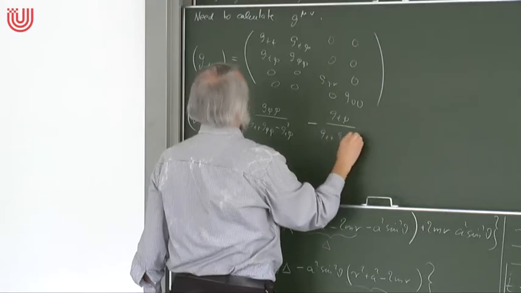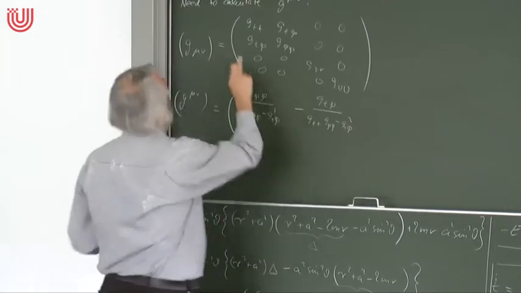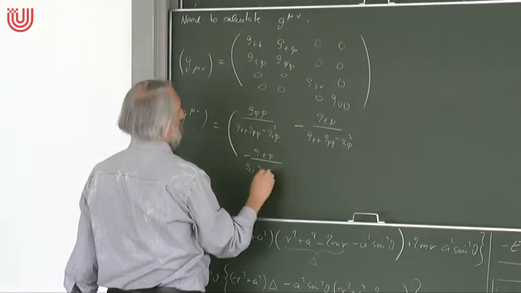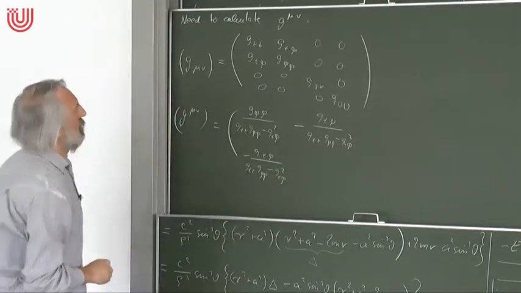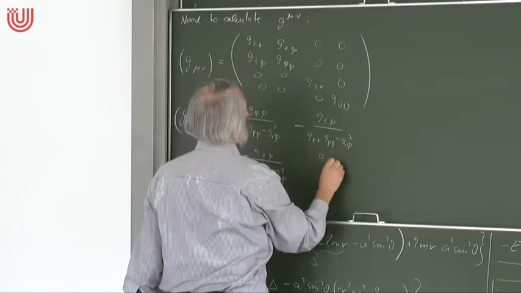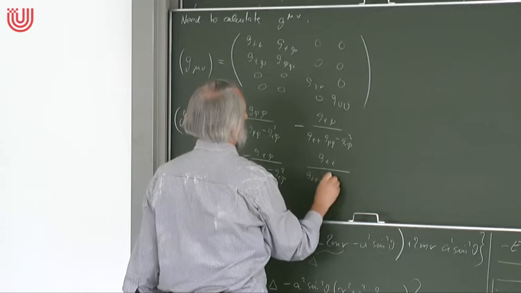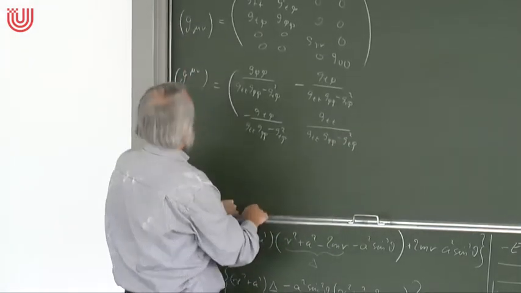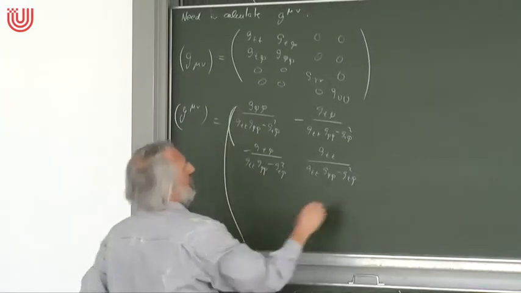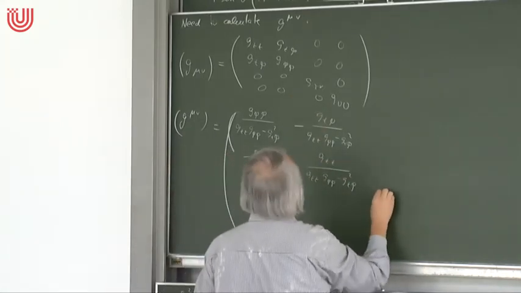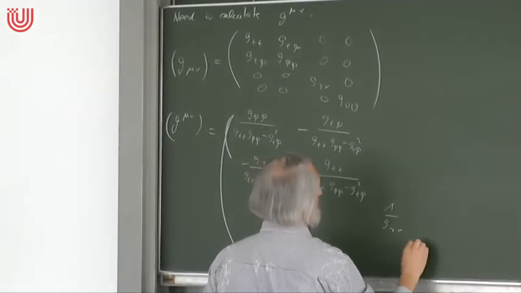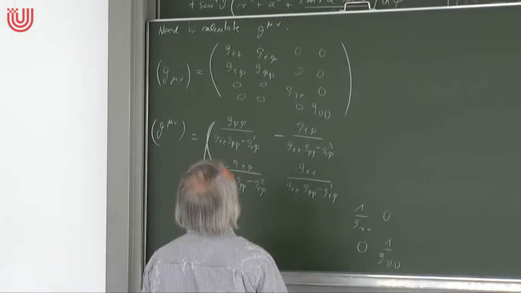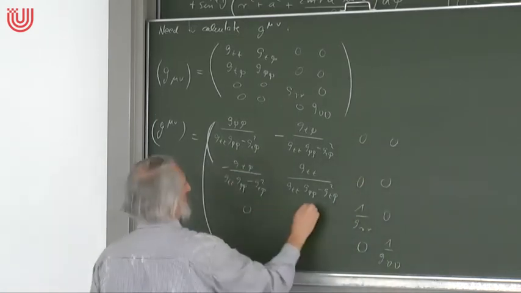Divided by g_tt g_φφ minus g_tφ squared. And here I have the same term as here, minus g_tφ over g_tt g_φφ minus g_tφ squared. And here I have g_tt divided by this denominator, which is just the determinant, which fortunately we have calculated already. So I don't have to do it again. So that's this block. This other block is easy. To invert this is no problem whatsoever. This is 1 over g_rr, 1 over g_θθ, and the rest are 0.